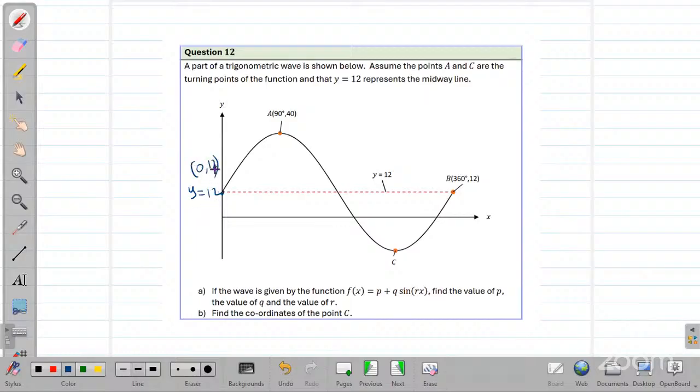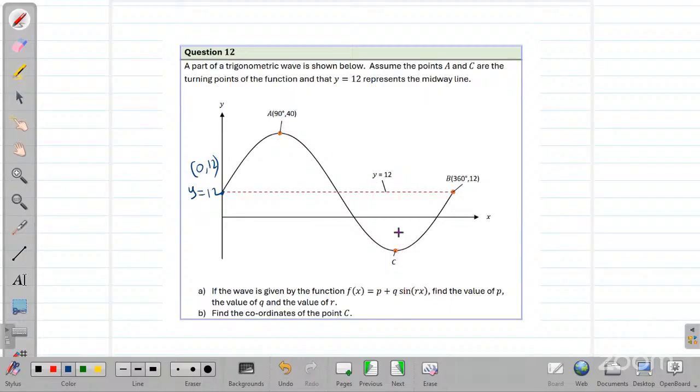If the wave is given by the equation f of x is equal to p plus q sine rx, find the value of p, q, and r. Find the coordinates of the point C. So at 90 degrees, it arrives at the maximum. So definitely it should be a sine curve. And the maximum is at 40. Okay, so maximum value is 40.